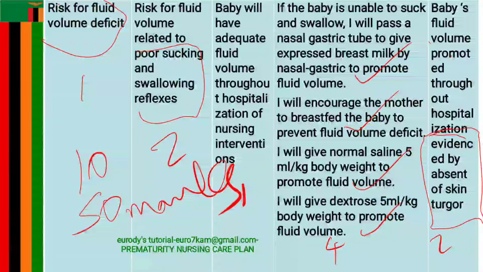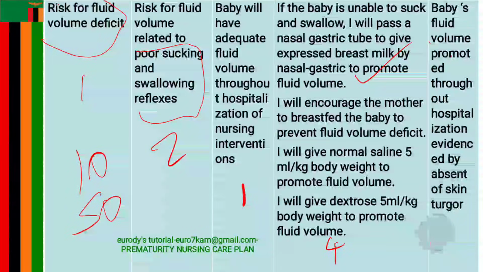So that is how you can write the nursing care plan for prematurity, asphyxia, or RDS.